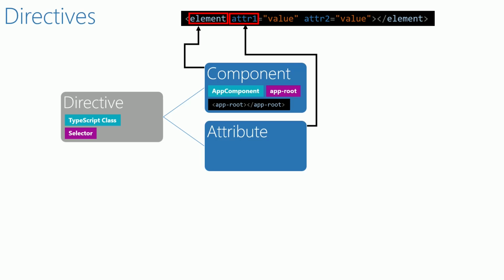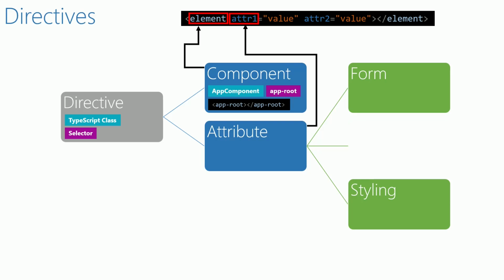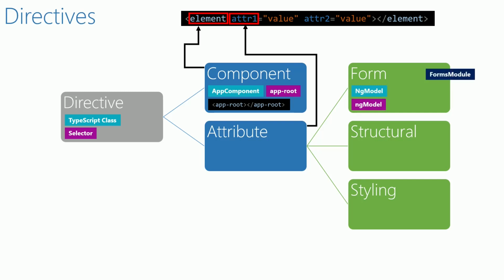Next, we will look into attribute directives. I am classifying the attribute directives that we have seen so far into three categories as form, structural, and styling. Angular classifies a set of directives as structural directives, but form and styling are my own classification for your understanding. We used ngModel directive from forms module to implement two-way data binding.